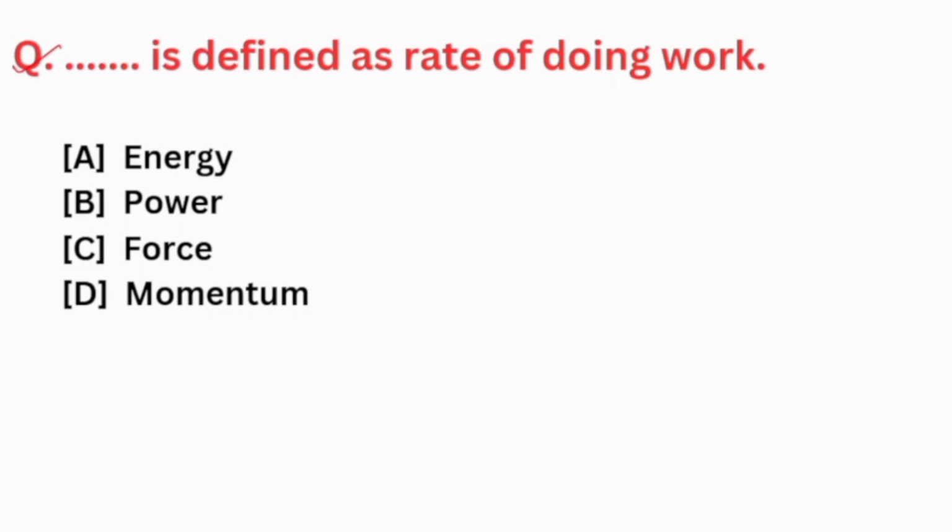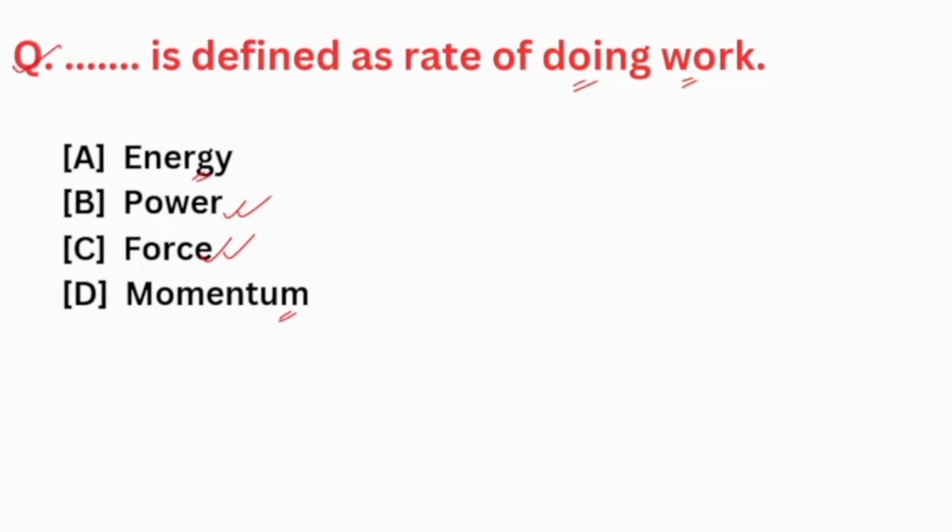Power is defined as the rate of doing work. We already discussed that power can be defined as the rate of doing work. Okay. And what is energy? Energy is the ability to do work. Okay. And what is force? Force is an external agent capable of changing a body's state of rest or motion.